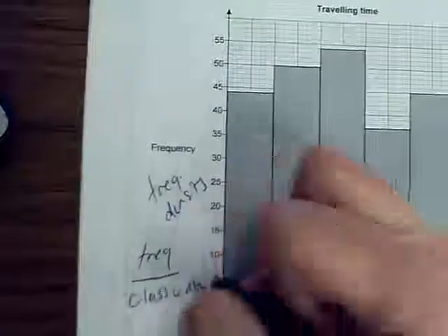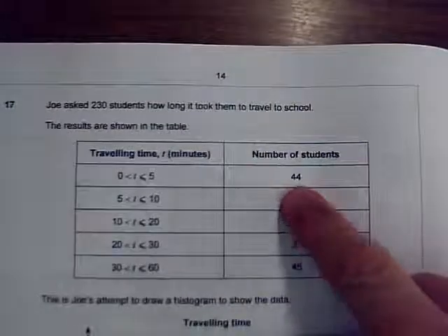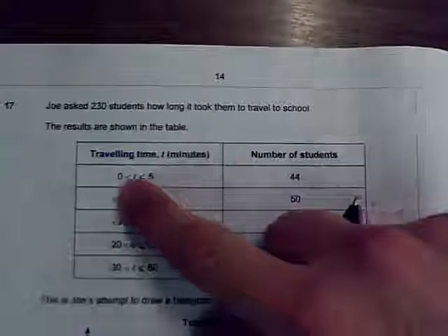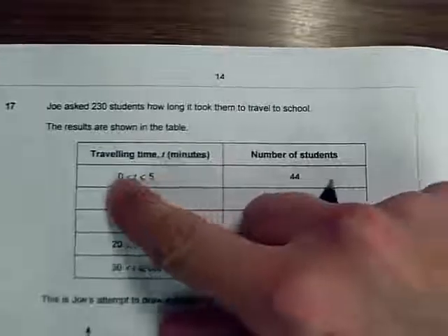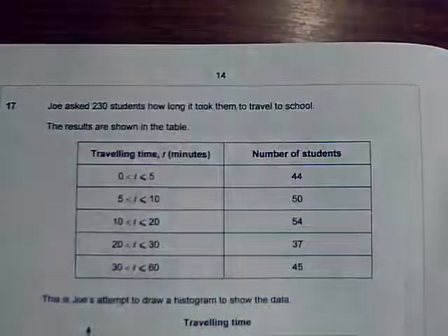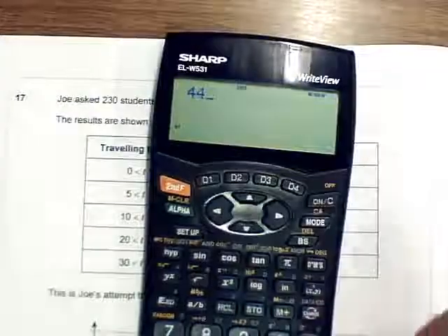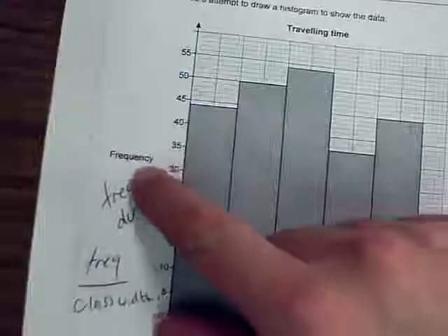So we can just check one of these. We can see if this is right. So for the first one, for example, you should have done the frequency, which is 44, and the class width, the distance between 0 and 5, is 5. So the class width is 5. 44 divided by 5 is 8.8. So the first bar should go up to 8.8.